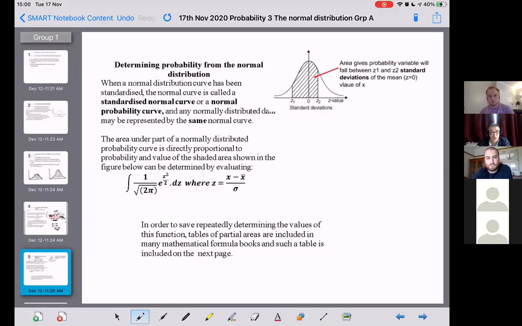So when a normal distribution curve has been standardized, the normal curve is called a standardized normal curve or normal probability curve. And any normally distributed data may be represented by the same normal curve. Now we find the area under the normal distributed probability curve is directly proportional to the shaded area shown in the diagram, which I've already said. Okay, so the probability is proportional to that area. It's found using this formula here.